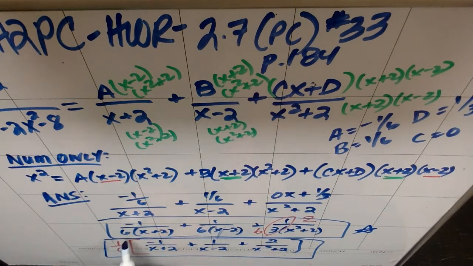You also could have distributed this and made it a 6x plus 12, and made this a 6x minus 12, and made this a 3x squared plus 6. Any of those options are fine, but again, this is just the one that the textbook picks, and that's totally okay.